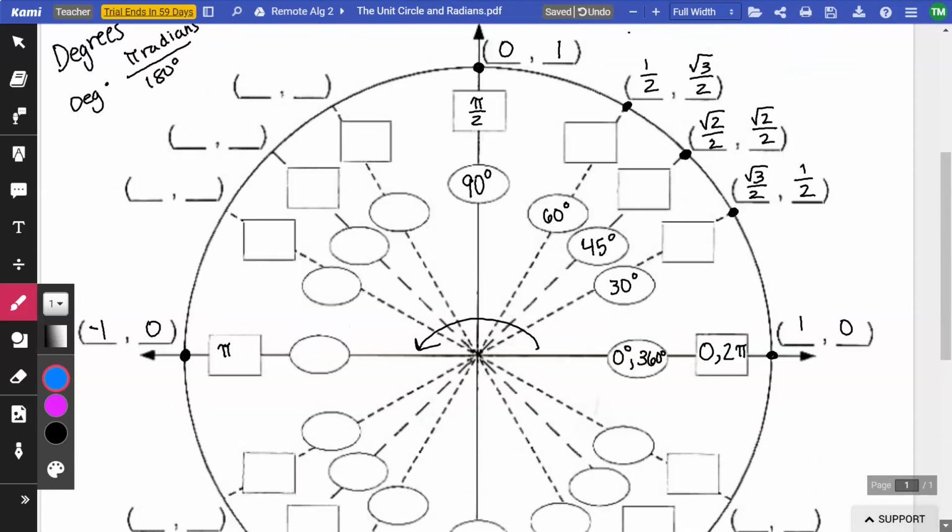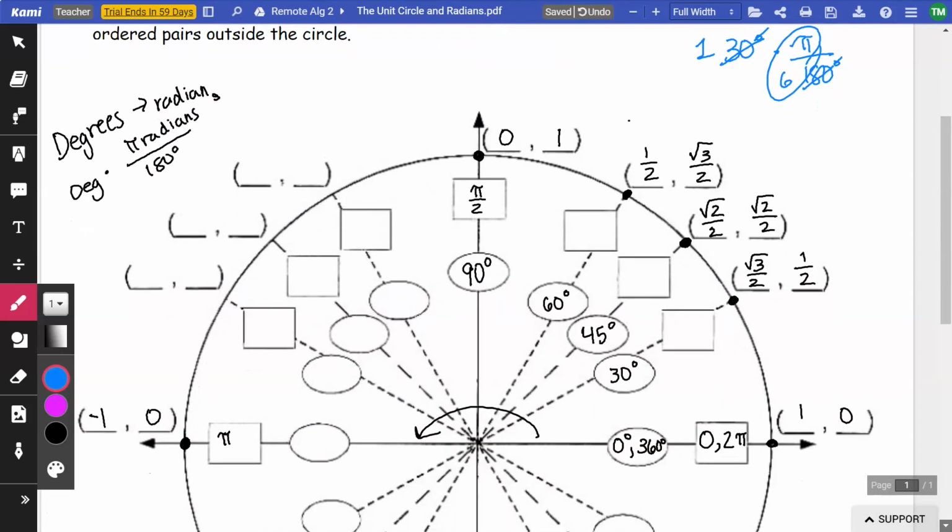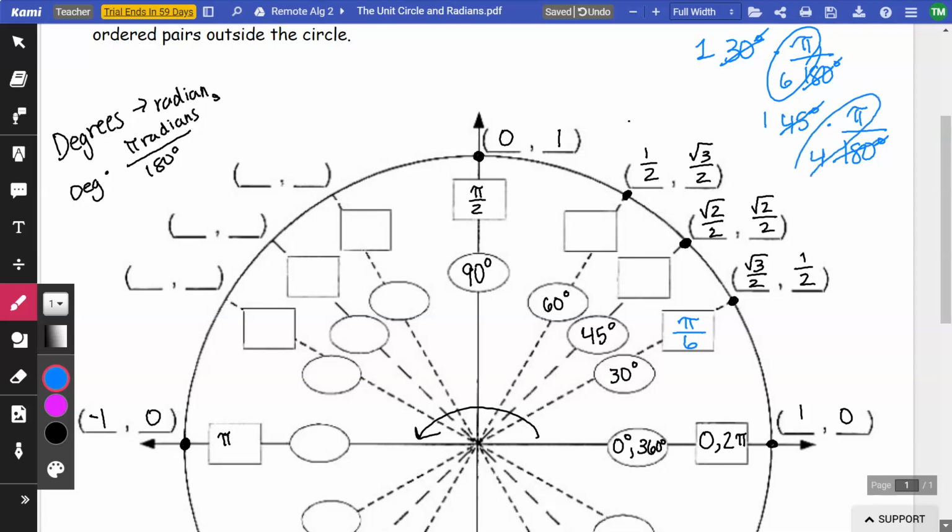So 30 degrees is the same thing as pi over 6. Now let's convert 45 degrees to radians. So 45 degrees times pi over 180 degrees. The degrees cancel. Let's see, 45 goes into 45 once, and then 45 goes into 180 4 times. So we would be left with pi over 4. So 45 degrees is pi over 4 radians.